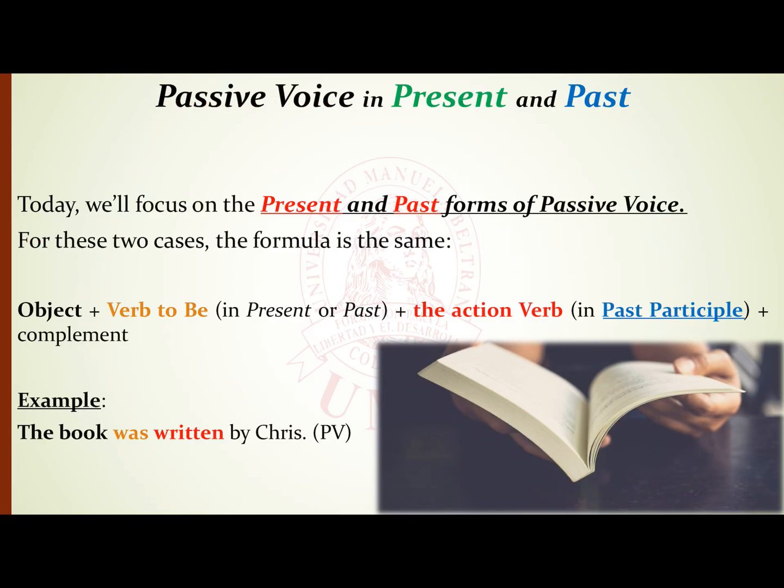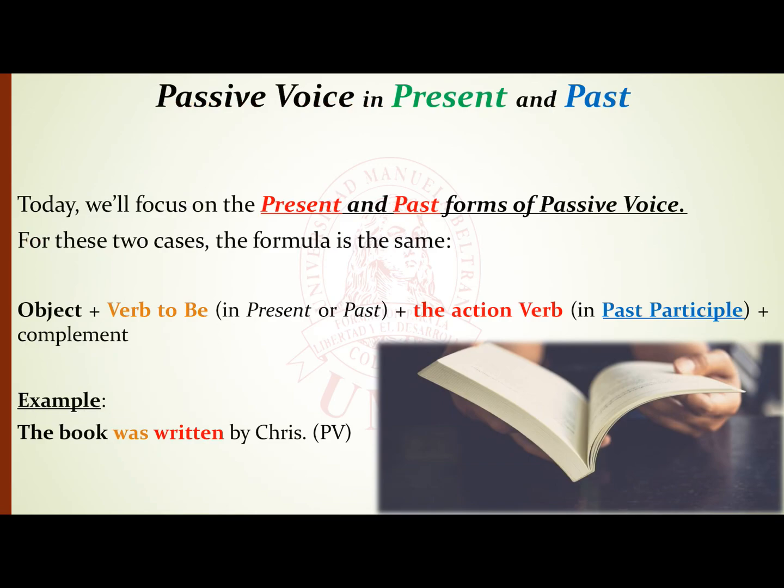Okay, so passive voice in present and in past. Passive voice in the present tense and also in the past tense. Let's take a look at this, guys. Look at the formula here. We have the object, which in this case below is the book. We have the verb to be. The verb to be could be in present or in past. In this case, we have was, which is in past tense. Then you'd have the action verb, which would be, in this case, written. But the action verb here is actually in the past participle. It's not in the simple past, it is in the past participle.